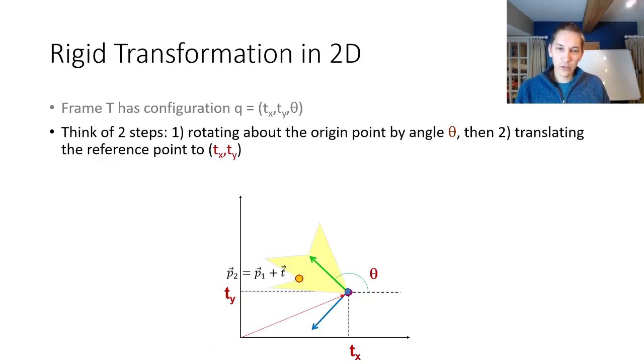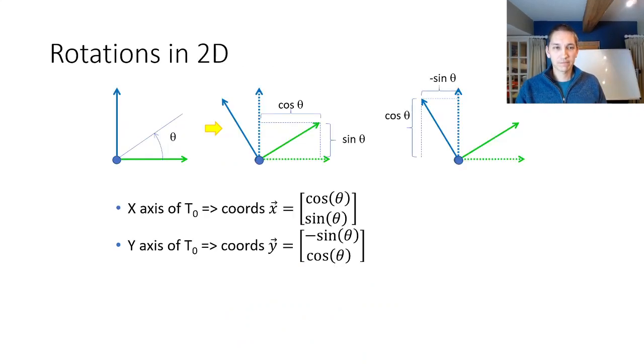Next, we're going to do a translation, and this is rather simple. We're just going to translate by tx, ty, and this is basically just a vector addition. So the resulting point that we get is p2, and this is just p1 plus the vector t. Okay, so let's talk about the rotation component first.